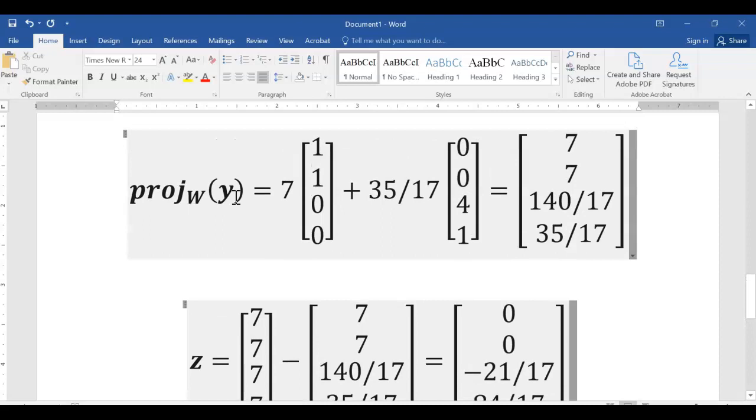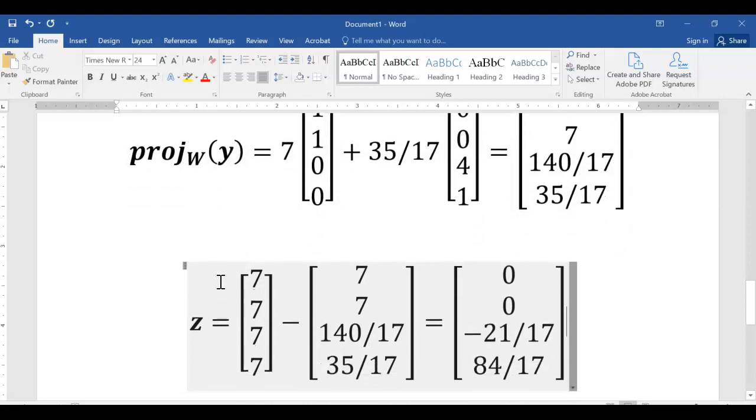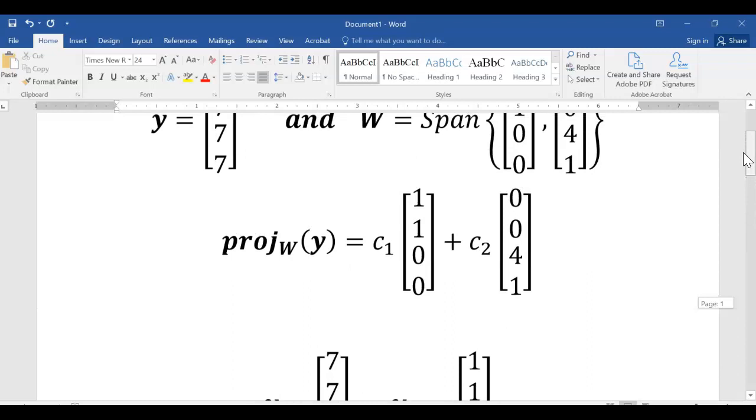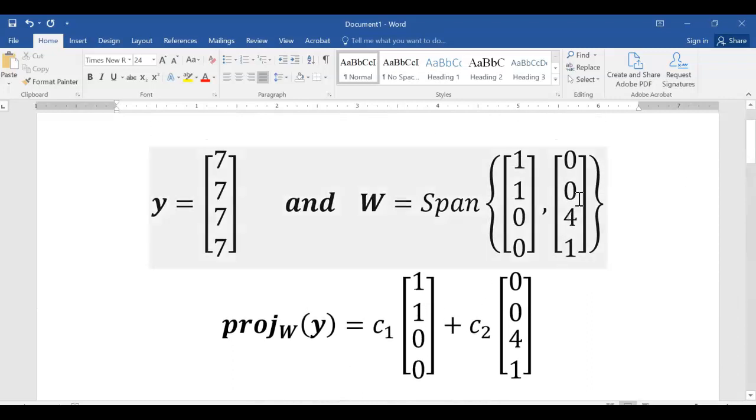It's the projection of y onto w, and z is the orthogonal component to that projection. And once again, if you actually went ahead and looked at doing the inner product of that z with either one of my basis elements up here, you'll see that when you do it, you get 0 in both cases. So that z is guaranteed to be orthogonal to the basis elements in there.